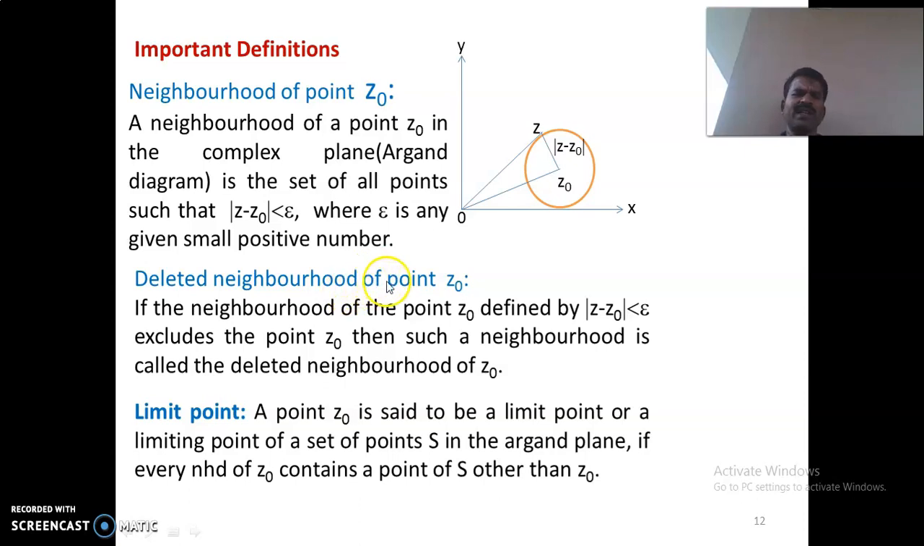And what is the deleted neighborhood? If the neighborhood of point z0, defined by the modulus of z minus z0 less than epsilon, excludes the point z0 itself, then such a neighborhood is called a deleted neighborhood of z0.